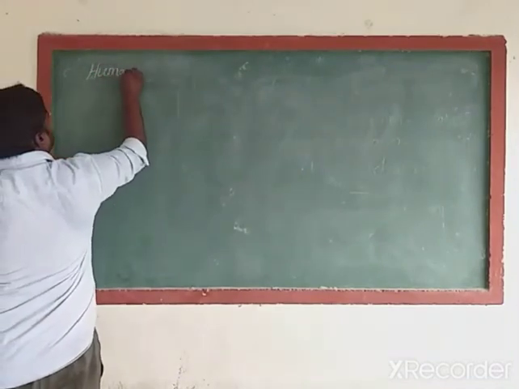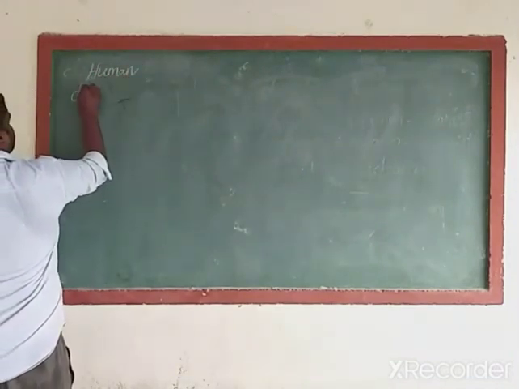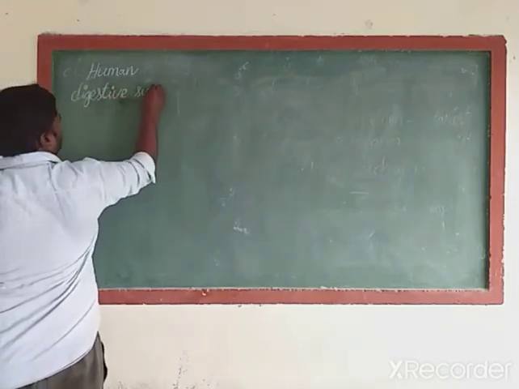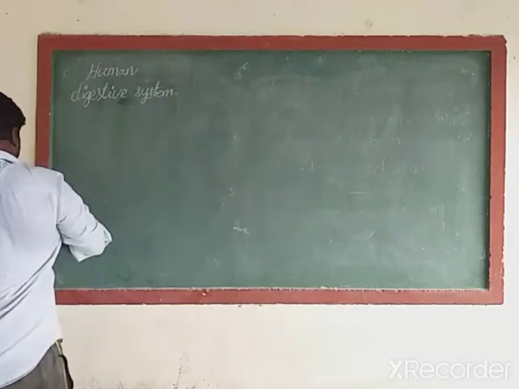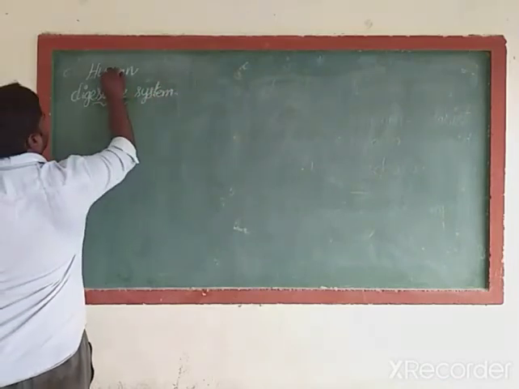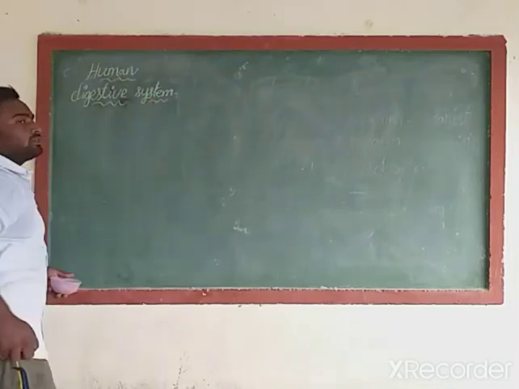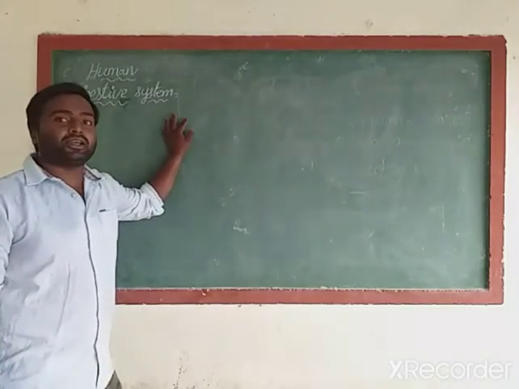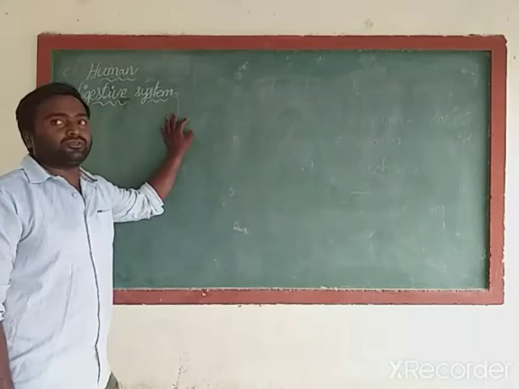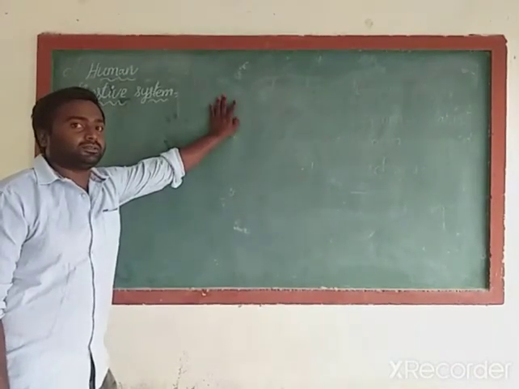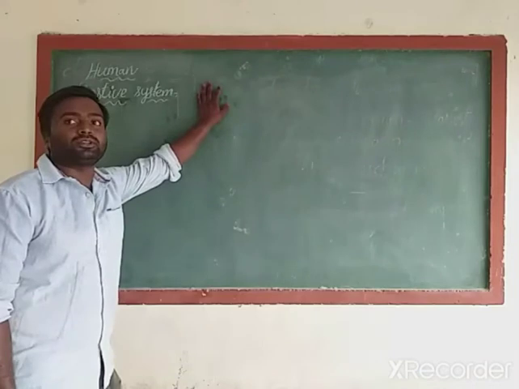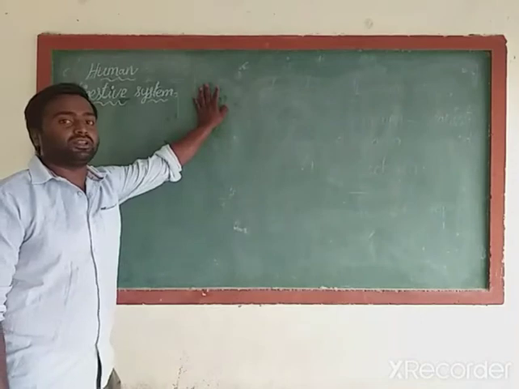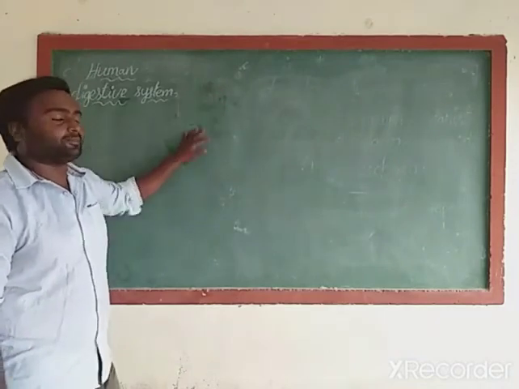Human digestive system. It is very important for 4 marks. Sometimes they will ask you only the diagram: draw the structure of the human digestive system and label the parts. Next, sometimes they will ask you to write about the human digestive system. Then you can answer this question. It is very important. Okay, you also draw the diagram.